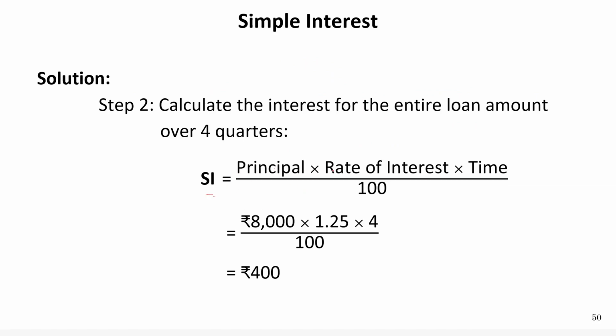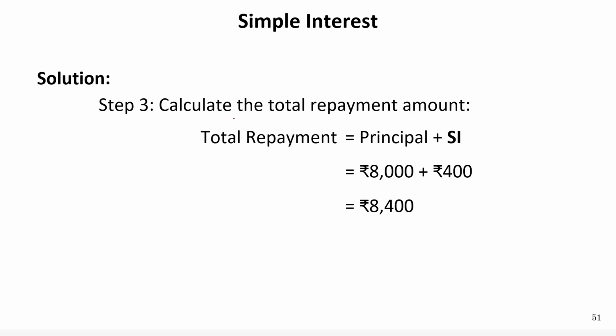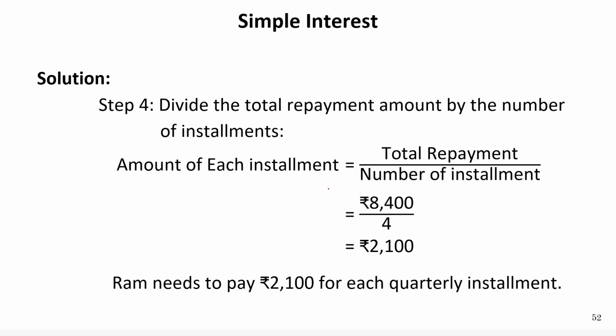So SI is equal to PRT by 100, principal into rate of interest into time by 100. So this is nothing but 400. Okay. So here it will be 1.25% because this much amount per quarter. Okay. So calculating the total repayment amount is equal to principal plus SI. So 8,000 plus 400 is equal to 8,400. So dividing the total repayment amount by the number of installments, because the number of installments is equal to 4 as we are paying it quarterly. So 8,400 by 4 is equal to 2,100. So 2,100 is the amount that Ram needs to pay each quarter as installment.